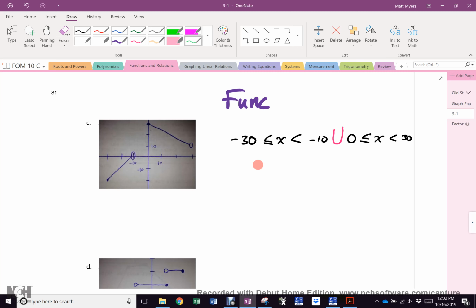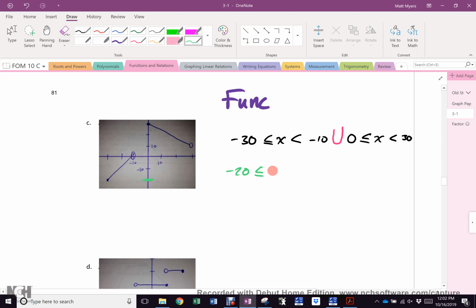Y's. And what goes first, the biggest or the smallest? So I go to the Y axis and I find the lowest value. What is it? Negative 20. Do I hit negative 20? How do you know? It's colored in.